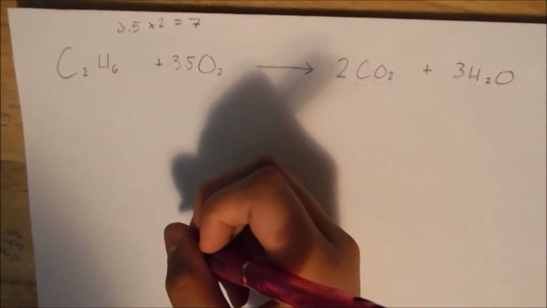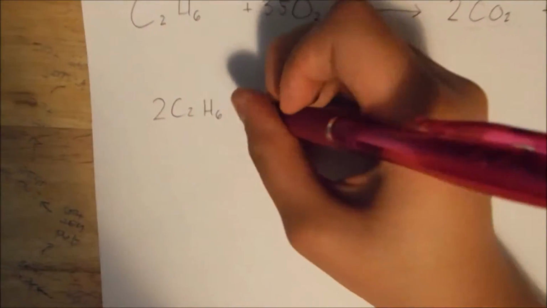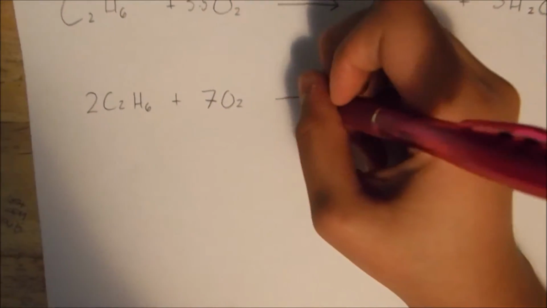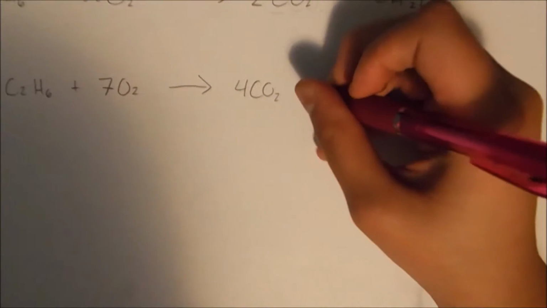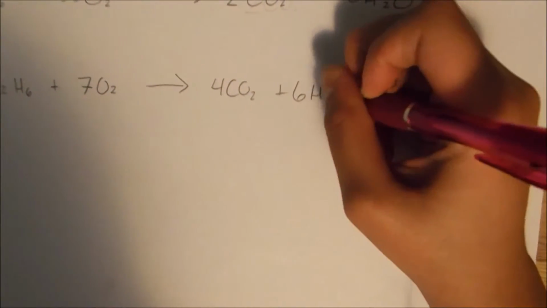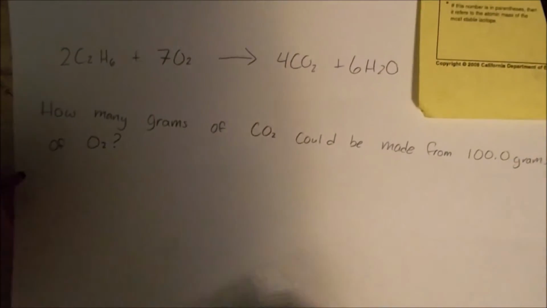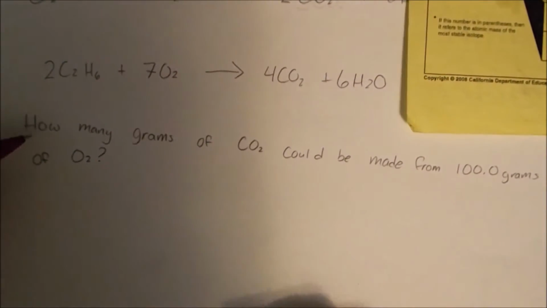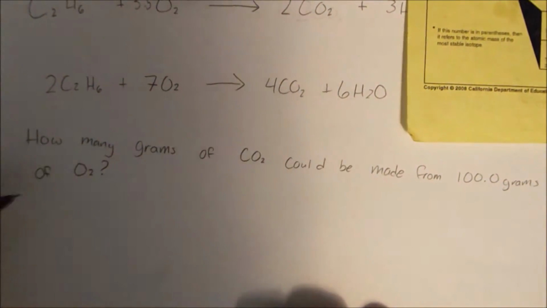So now let's rewrite this. 2C2H6 plus 7O2 yields 4CO2 plus 6H2O. And now you have a balanced equation. Now that we have our balanced equation, we can solve this simple chemistry problem. How many grams of CO2 could be made from 100.0 grams of O2?